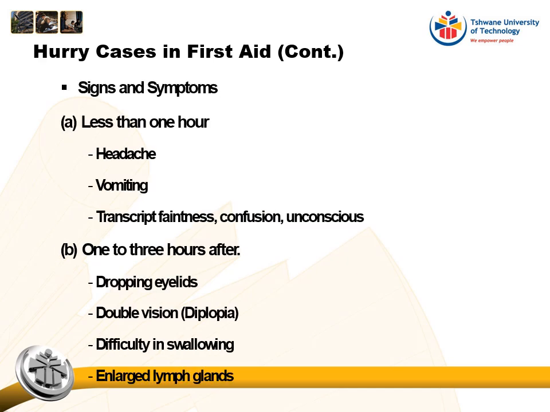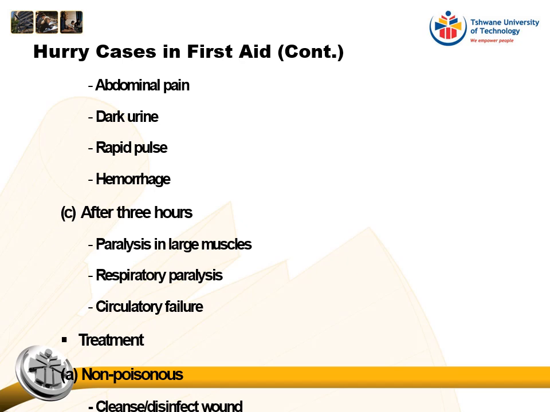Signs and symptoms of snake bites. If it happened less than an hour ago, the person will have headache, vomiting, faintness, confusion, or unconsciousness. B, if it happened between 1 to 3 hours, then you'll notice the dropping eyelids, double vision, difficulty in swallowing, enlarged lymph glands. Abdominal pain, dark urine, rapid pulse, and hemorrhage. If it happened 3 hours later, the symptoms will be paralysis in large muscles, respiratory paralysis, circulatory failure.